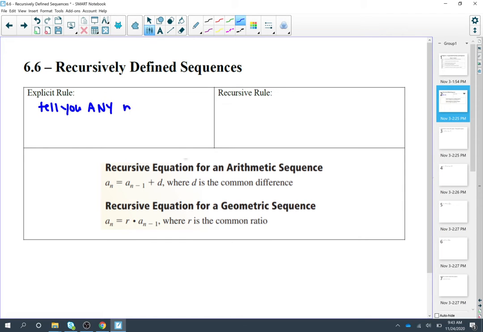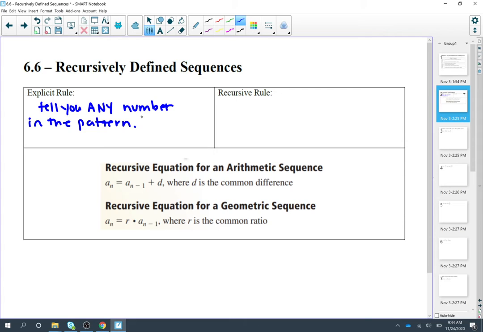any number in the pattern. So, for example, when we did arithmetic, we used y equals mx plus b, which is also that weird a sub n thing. But if you wanted the 25th term in the pattern, you just substituted in 25, and it told you what that number was.